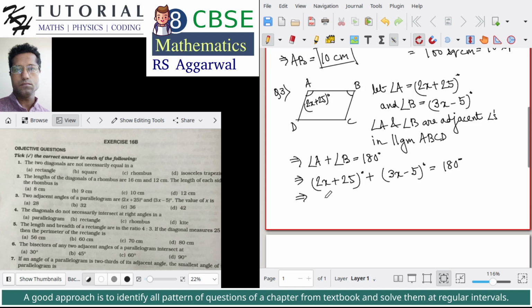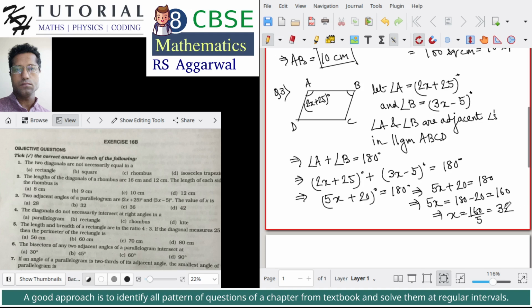Simplifying the left hand side, we get 5x plus 20 degrees equal to 180 degrees. Ignoring the degree, we have 5x plus 20 is equal to 180. So we have a linear equation in the variable x. We can easily solve it. 5x is equal to 180 minus 20, which is equal to 160. So x is equal to 160 divided by 5, that is 32. So x is 32.